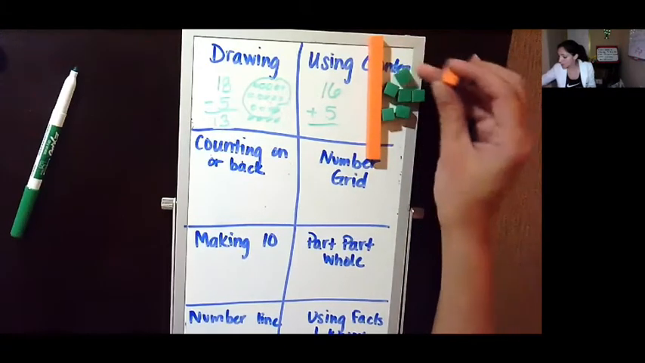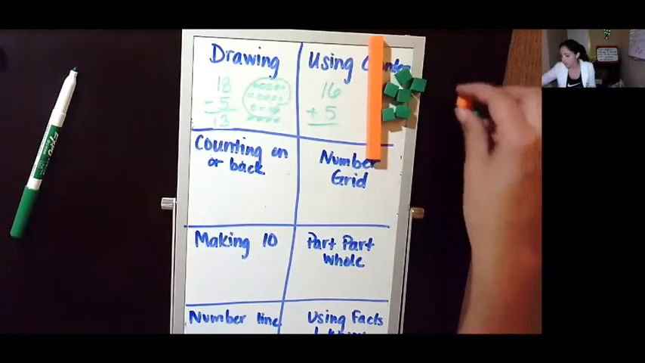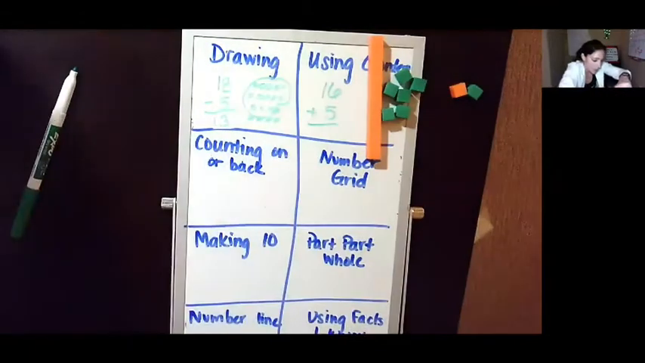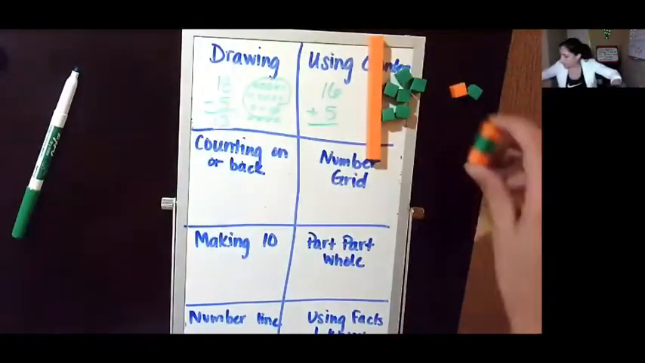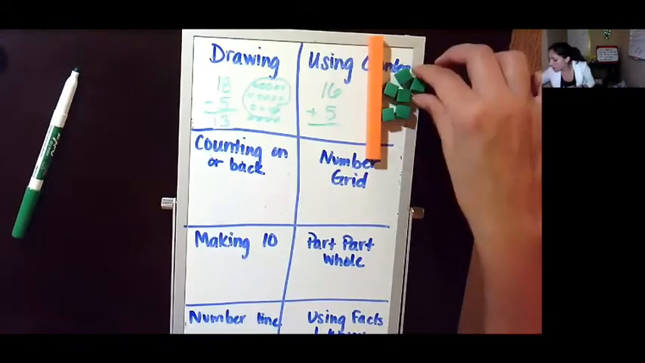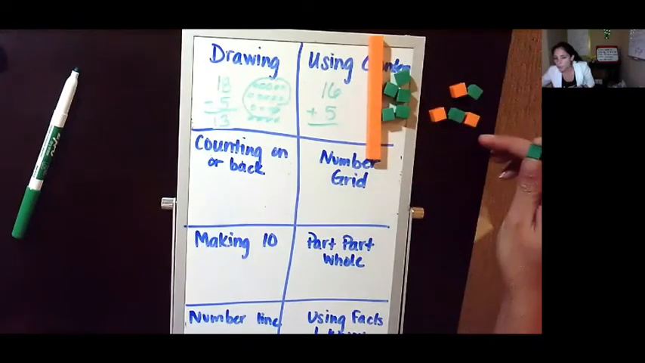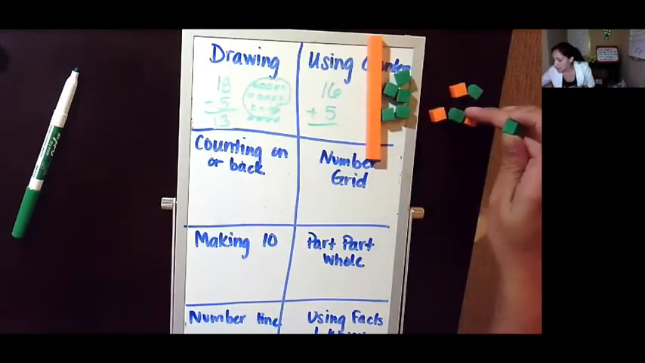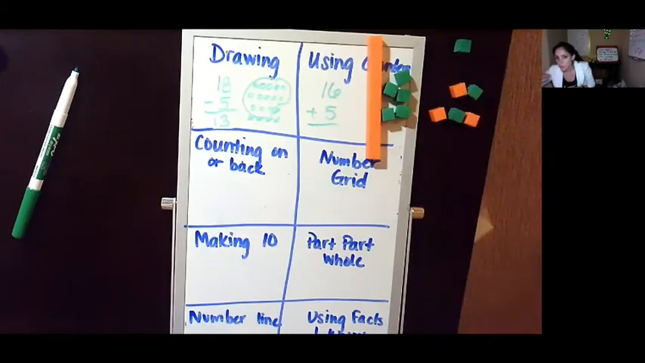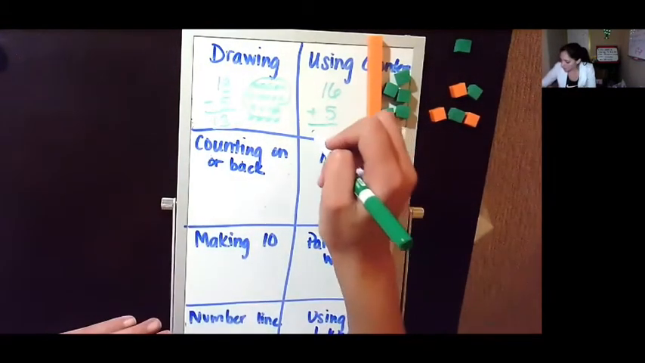So here's 16, and I can add on 5 more. I need to add on here. I can add them all together. So I see that here is a group of 10. So this is 10 and 10, that's 20. 2 10s and 1, that makes 21.